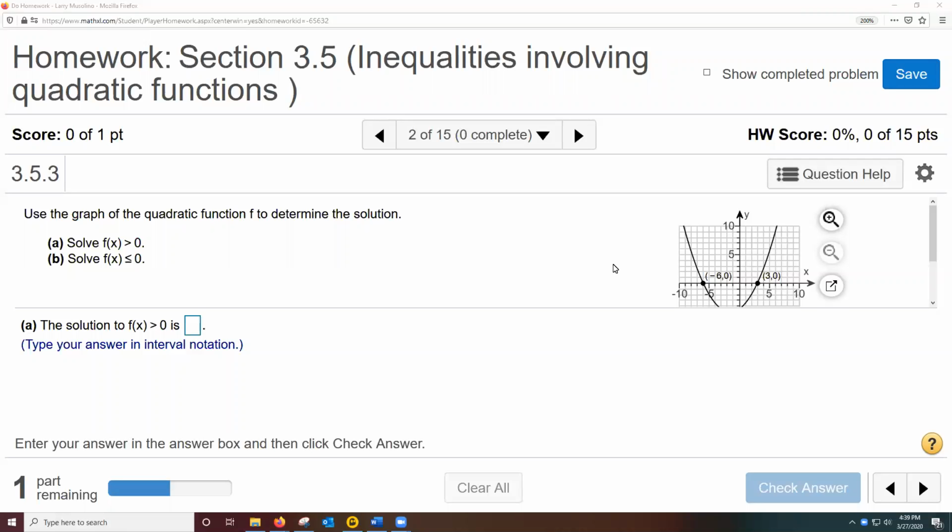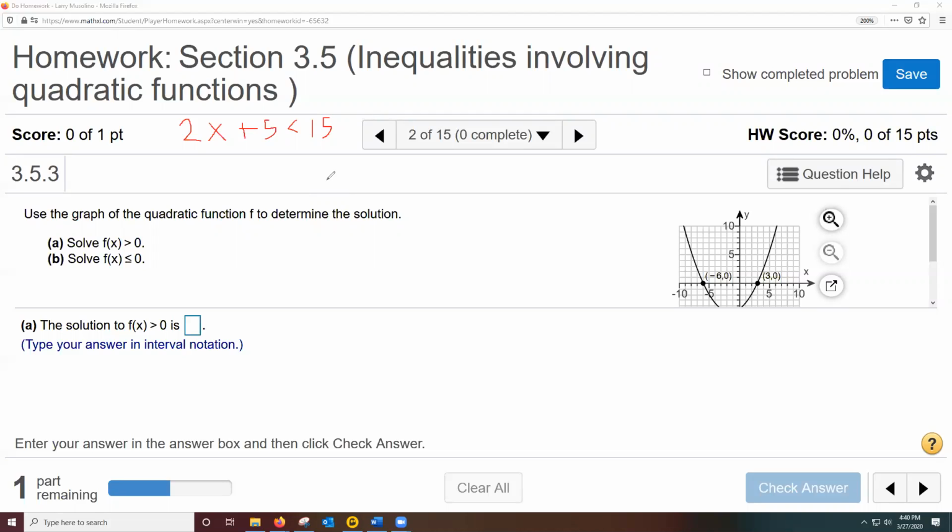All right, hi folks. I'm recording a video for Section 3.5, which is working with inequalities that involve quadratic functions. Now, you probably remember working with inequalities that were linear. So, a linear inequality might be something like 2x plus 5 is less than 15, let's say. You might remember you solved this inequality the same way as you did an equation. The only difference now is we're working with less than or equal to or greater than or equal to.